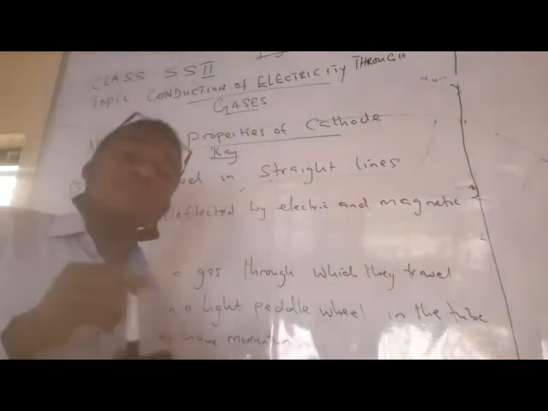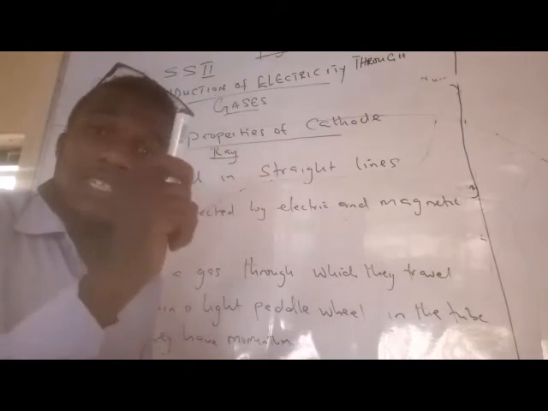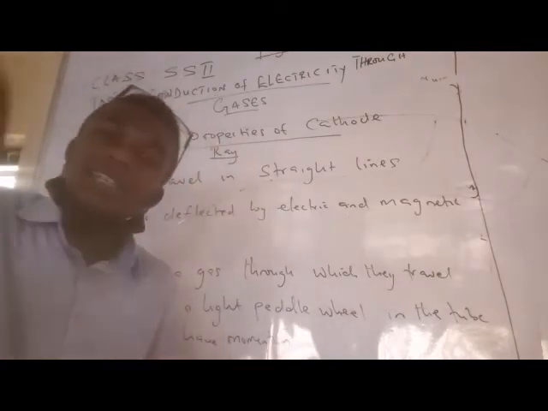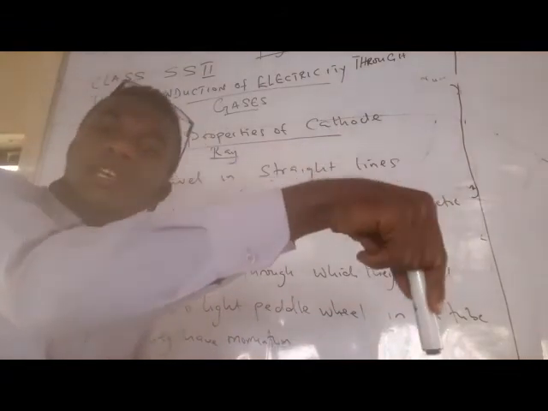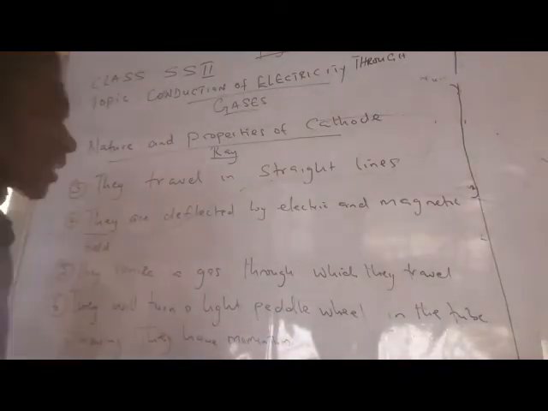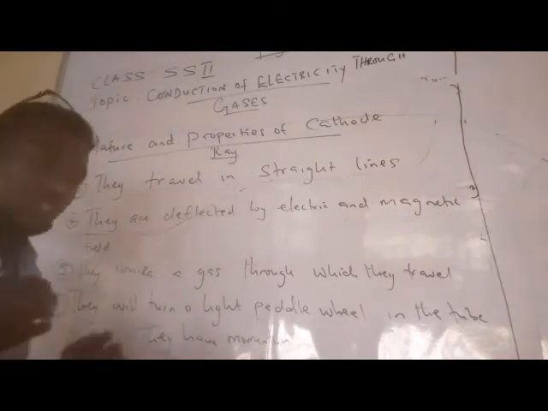For example, if you bring a north pole of a magnet close to the side of that discharge tube, instead of it traveling from the cathode to the anode, it will bend towards the magnet that you brought close to the discharge tube. Another is that they ionize a gas through which they travel.